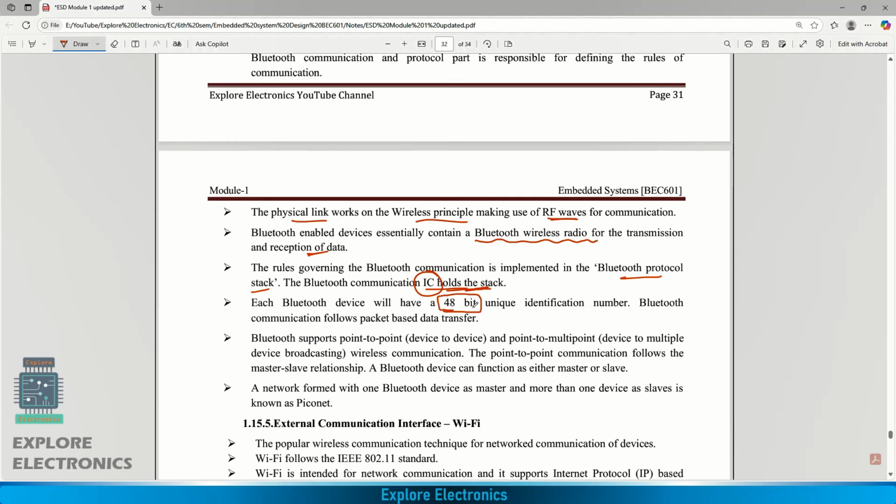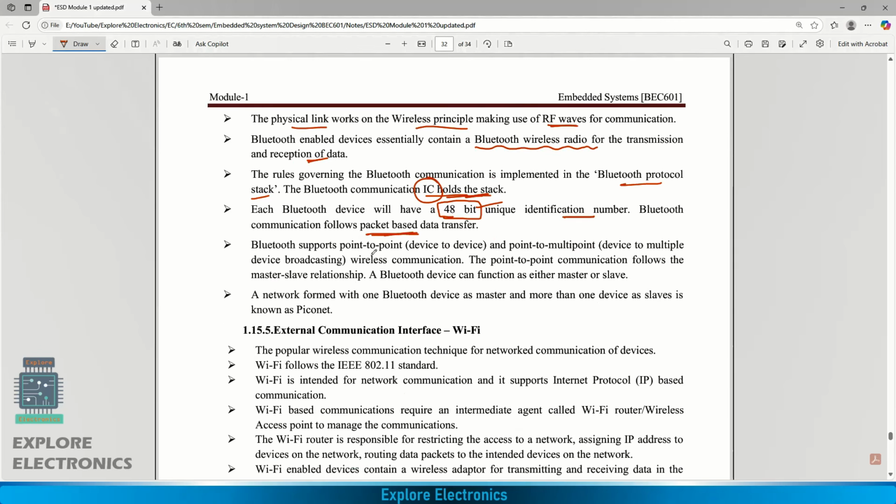So this will allow a 48-bit unique identification number for the devices. So when multiple devices are trying to connect, each will have a unique 48-bit identification number. Okay, it is based on packet transfer. There will be packet information transmitted at a time. And it supports point-to-point and point-to-multi-point as well. Means the sender can be single and the receiver can be multiple. Point-to-point is single to single. Point-to-multi-point means multiple receivers can be there.